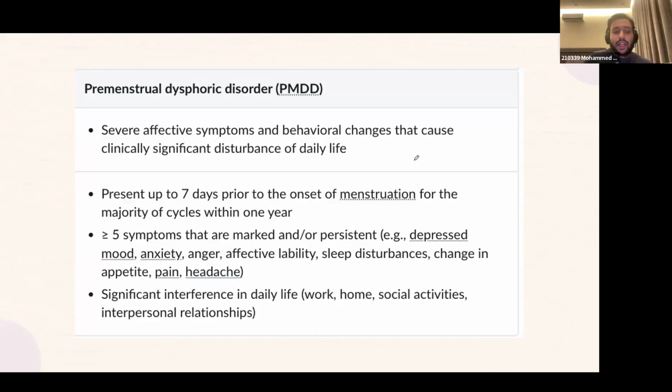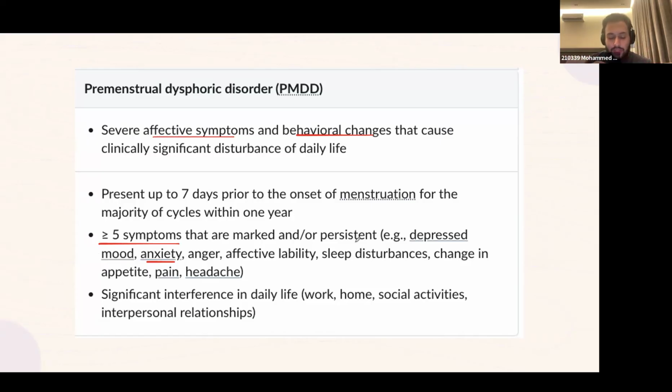Now, this is where you have severe affective symptoms and behavioral changes that basically disturb daily living, okay? Now, the way you diagnose it is a survey. You survey the patient. You need to have more than 5 symptoms from the 11. There's 11 symptoms, 5 of them. More than 5, diagnosis of PMDD, okay? So this is depressed mood, anxiety, anger, and so on and so forth. That's the high yield number 1.